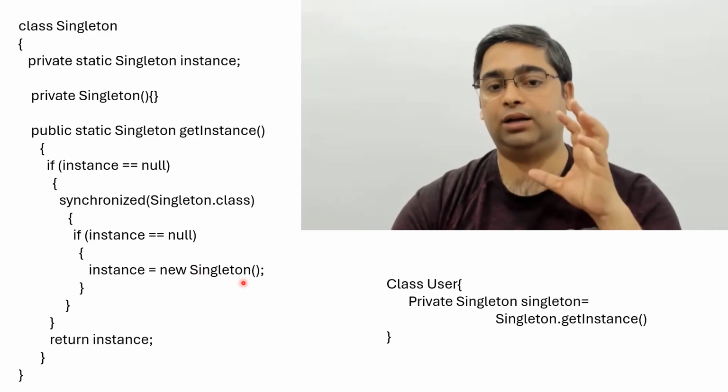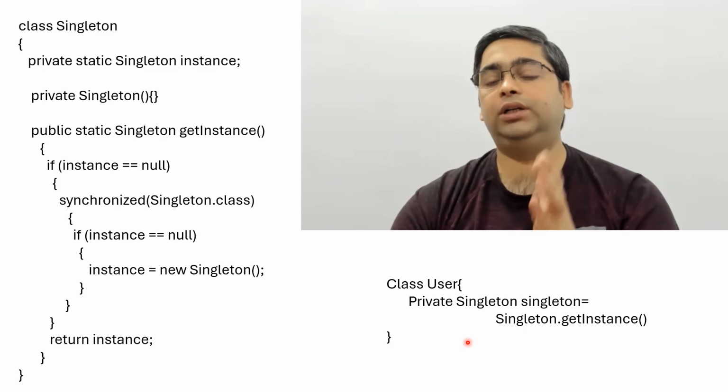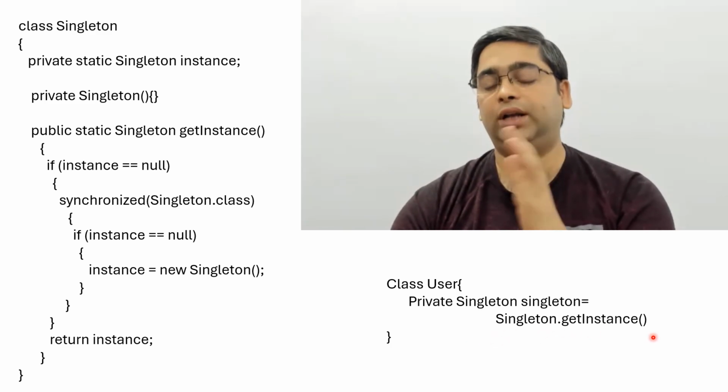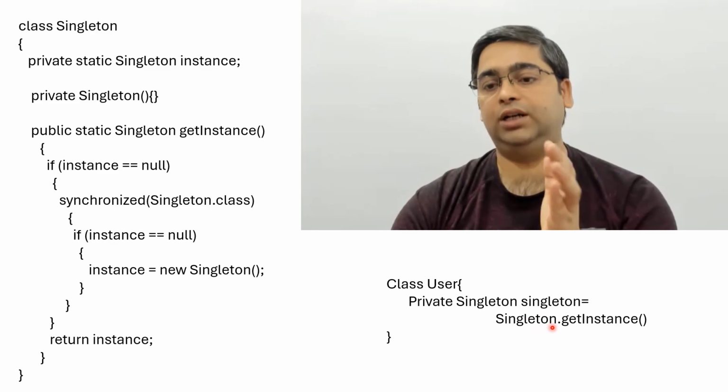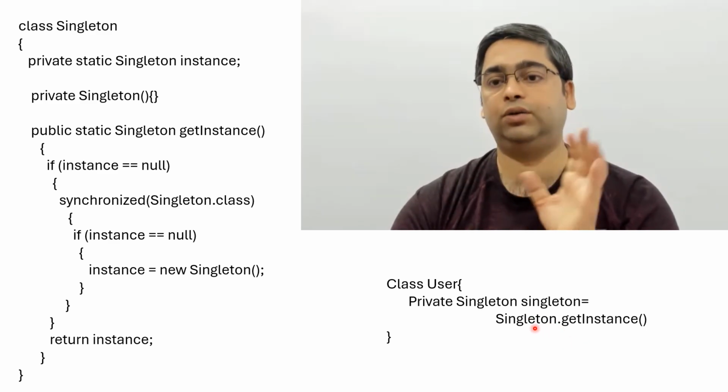This is how you make a class singleton. How will you use it? It's simple. Singleton.getInstance. This is a static method, so we do not need to instantiate the class. Simply call getInstance, and that's how you use it.